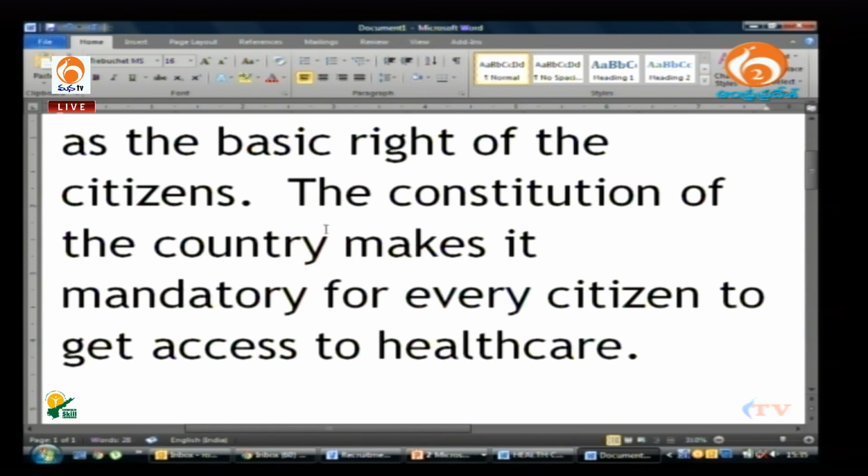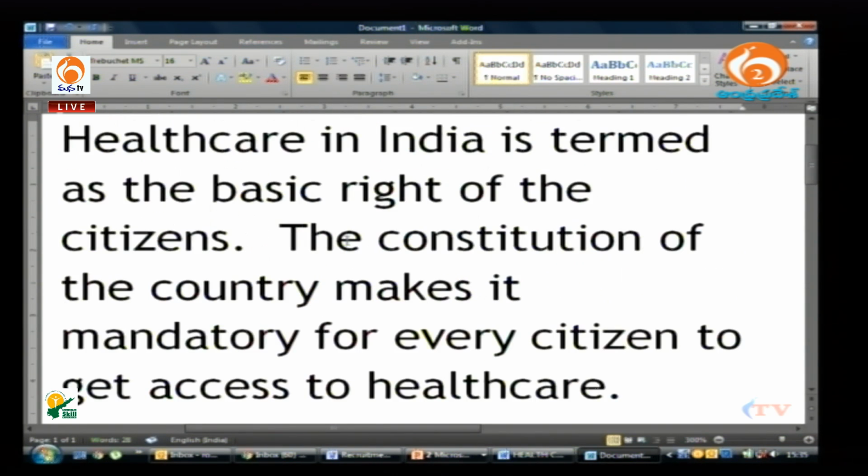So, I have written my first opening sentence. Healthcare in India is termed as the basic right of the citizens. The constitution of the country makes it mandatory for every citizen to get access to healthcare. This is my opening line. My topic is healthcare in India or healthcare system in India. All right. This is what the rule says, this is what it should be. Now, I will start talking about the current scenario.